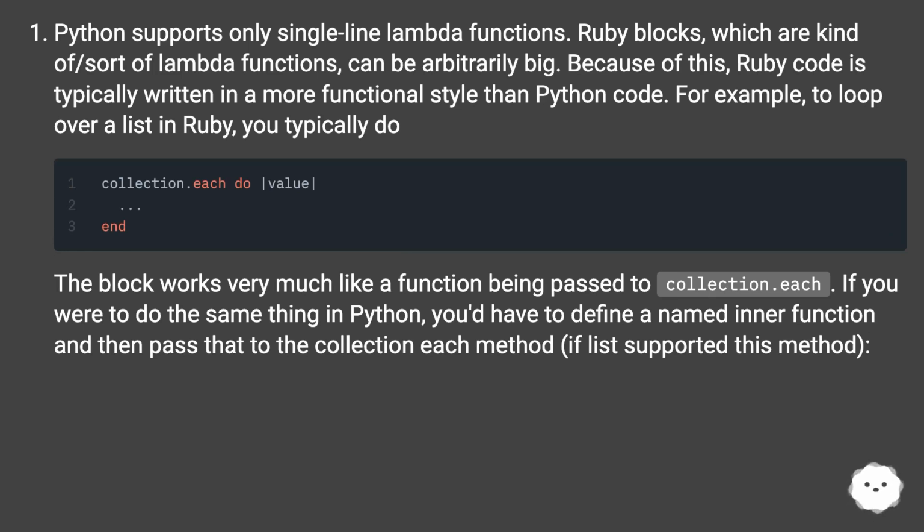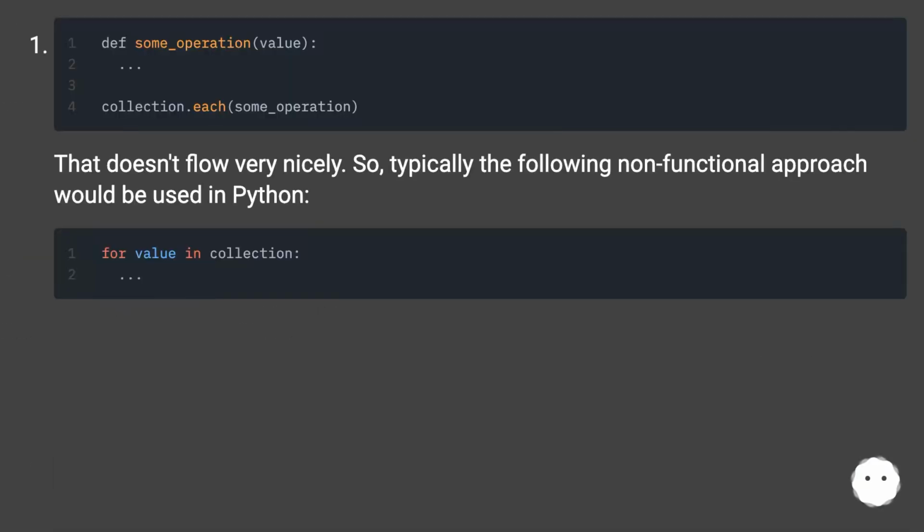If you were to do the same thing in Python, you'd have to define a named inner function and then pass that to the collection.each method, if list supported this method. That doesn't flow very nicely. So, typically the following non-functional approach would be used in Python.